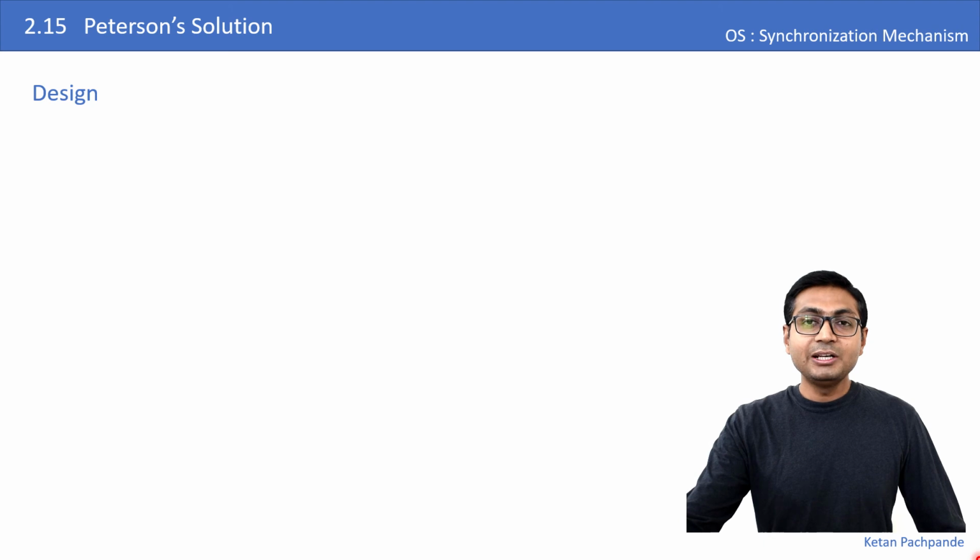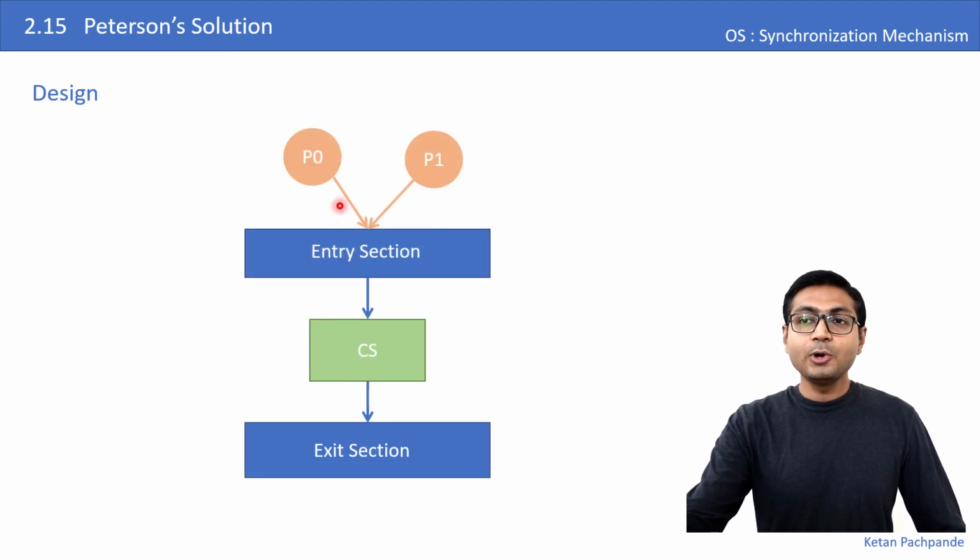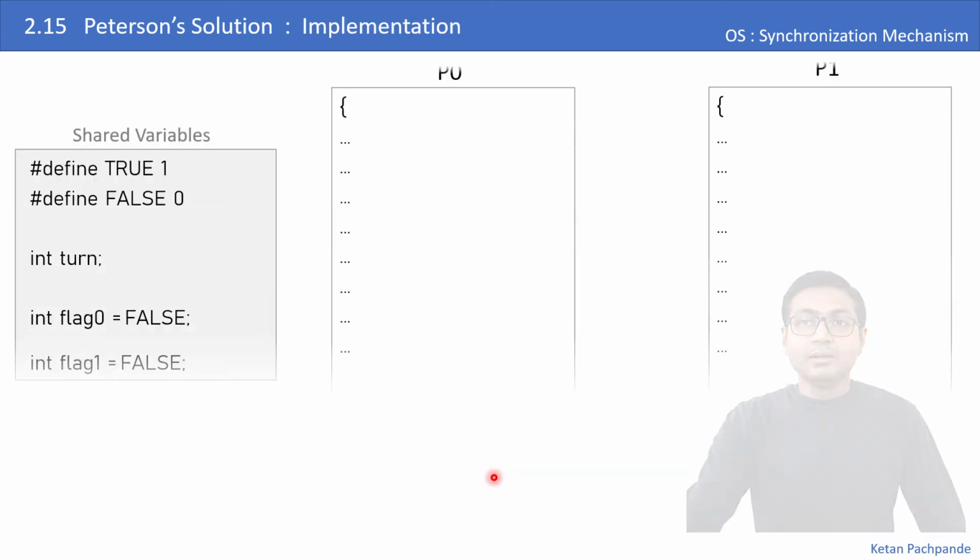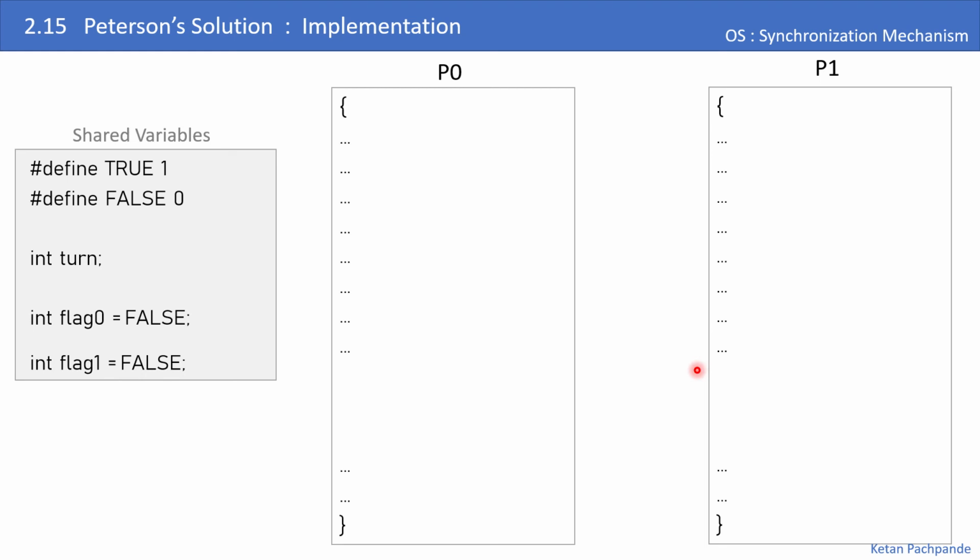The design of the Peterson solution is quite simple. The two processes, let's say P0 and P1, when they want to enter into their critical section, they first have to pass through the entry section code that we are going to design, and the exit section code. Let's look at the implementation of this.